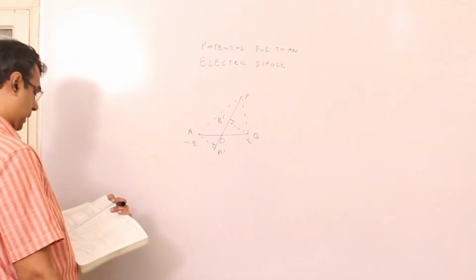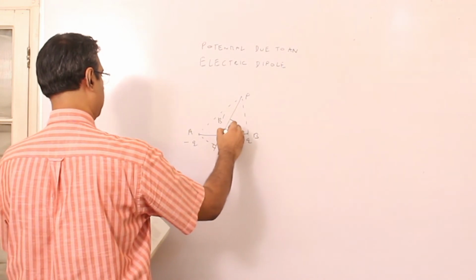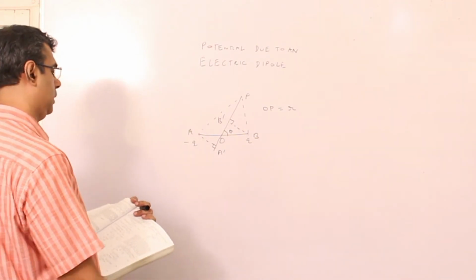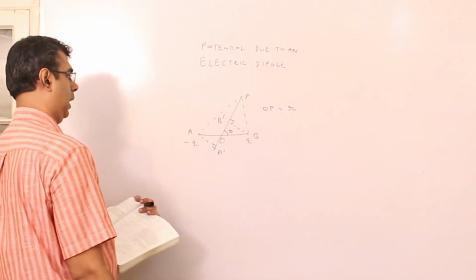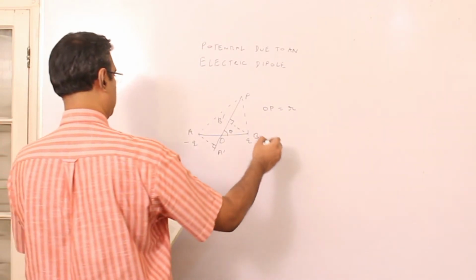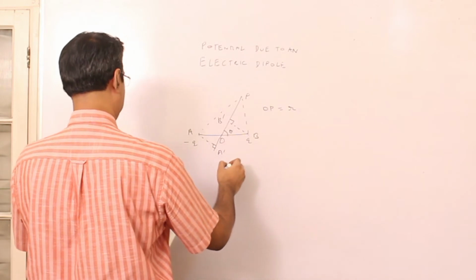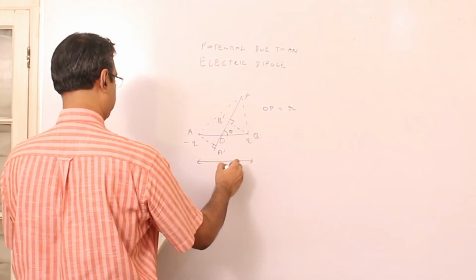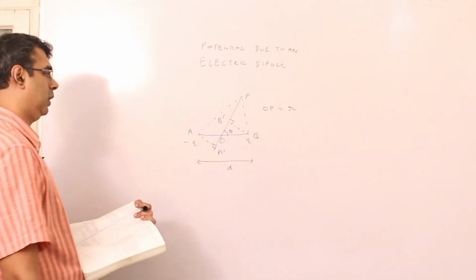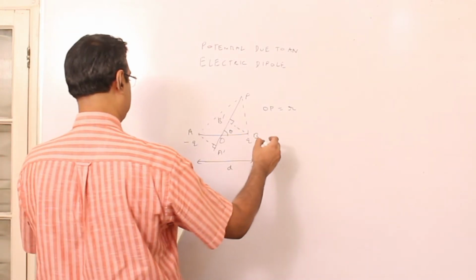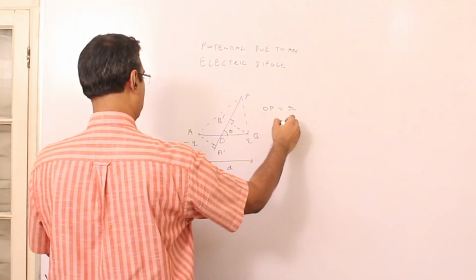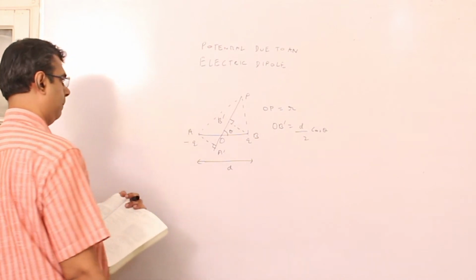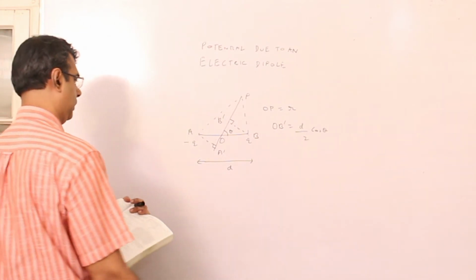Now in this diagram we will take this angle as theta and we will take OP as r. So as you can see from this diagram, if the entire length of the dipole is d, then each of OB and OA will be half d, and in that case OB dash will be half d cos theta.